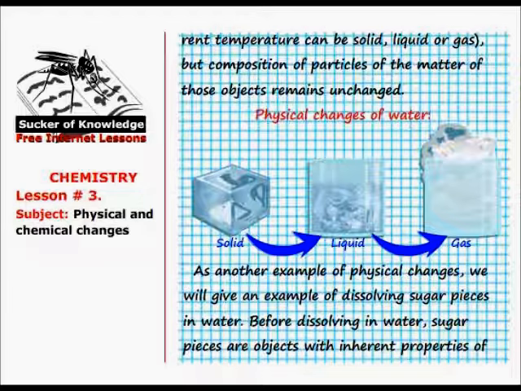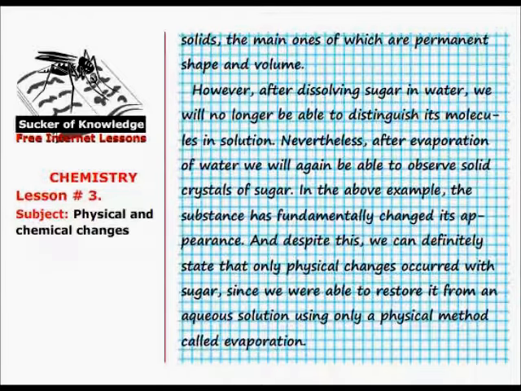As another example of physical changes, we will give an example of dissolving sugar pieces in water. Before dissolving in water, sugar pieces are objects with inherent properties of solids, the main ones of which are permanent shape and volume. However, after dissolving sugar in water, we will no longer be able to distinguish its molecules in solution. Nevertheless, after evaporation of water we will again be able to observe solid crystals of sugar.